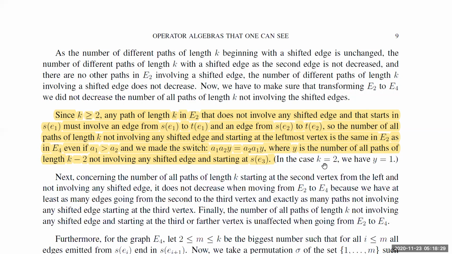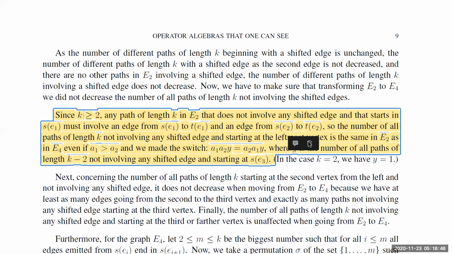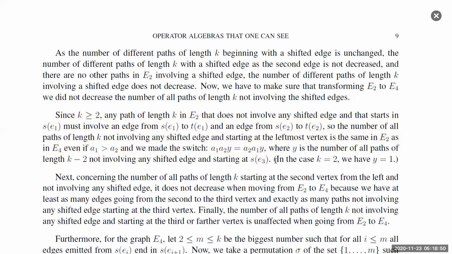And note that in case k equals 2, we just have Y equal to 1 because there is only one path of length 0, which is a vertex, right? A path of length 0 starting at S of E3 is S of E3 itself, and there's one such path, so Y does not figure in this combinatorics. So that's just an obvious special case, which for the sanity check we should consider, but it's obvious what's happening here.